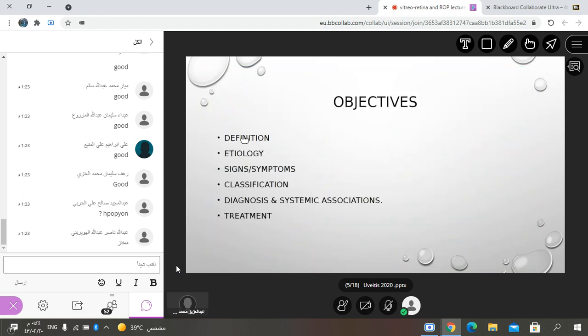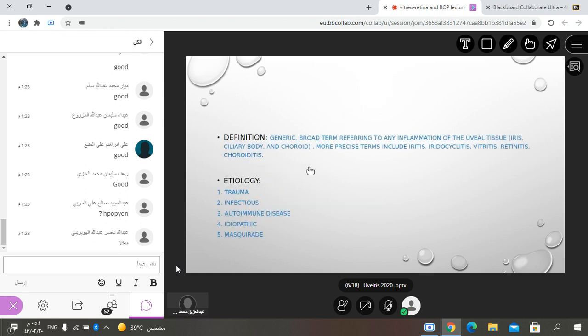The objective of uveitis is to know what it is: etiology, signs, symptoms, classification, diagnosis, systemic associations, as well as treatment. Definition: it is a generic name, a broad term referring to any inflammation of the uveal tissue, which is the iris, ciliary body and the choroid. More precise terms include iritis if there is inflammation of the iris, iridocyclitis if there is inflammation of the ciliary body, vitritis if there is inflammation of the posterior segment including the vitreous.